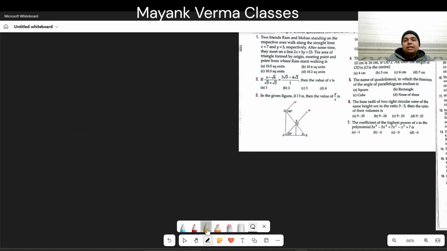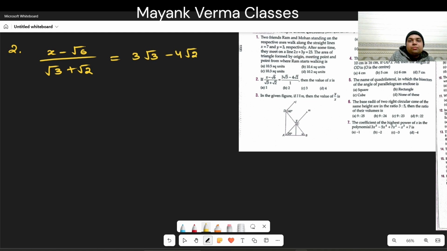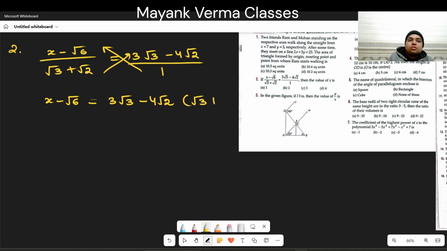Next question, it is saying that (x - root 6) upon (root 3 plus root 2) is equal to (3 root 3 minus 4 root 2) divided by 1, right? To solve this type of question, we will apply cross multiplication. So x - root 6 will be equal to 3 root 3 minus 4 root 2, and this gets multiplied with root 3 plus root 2, which we need to do.